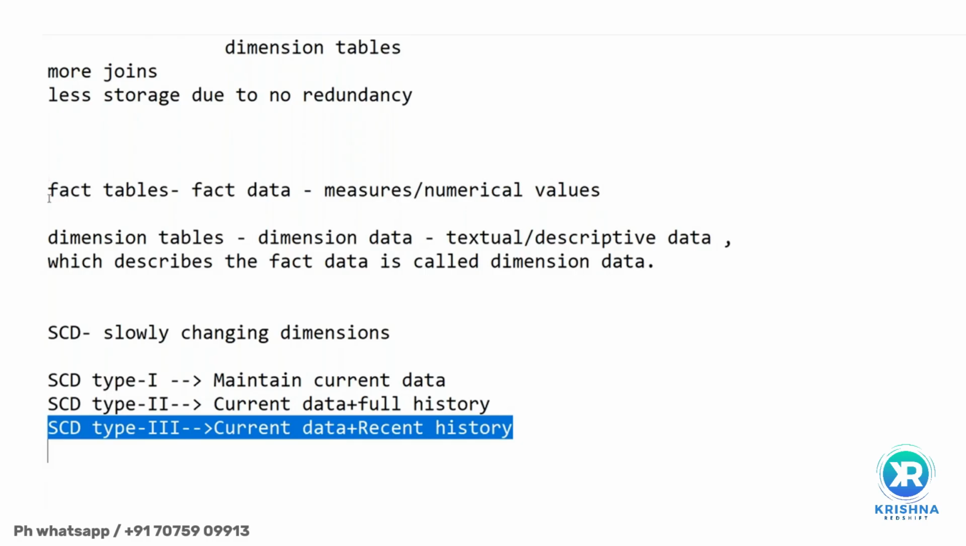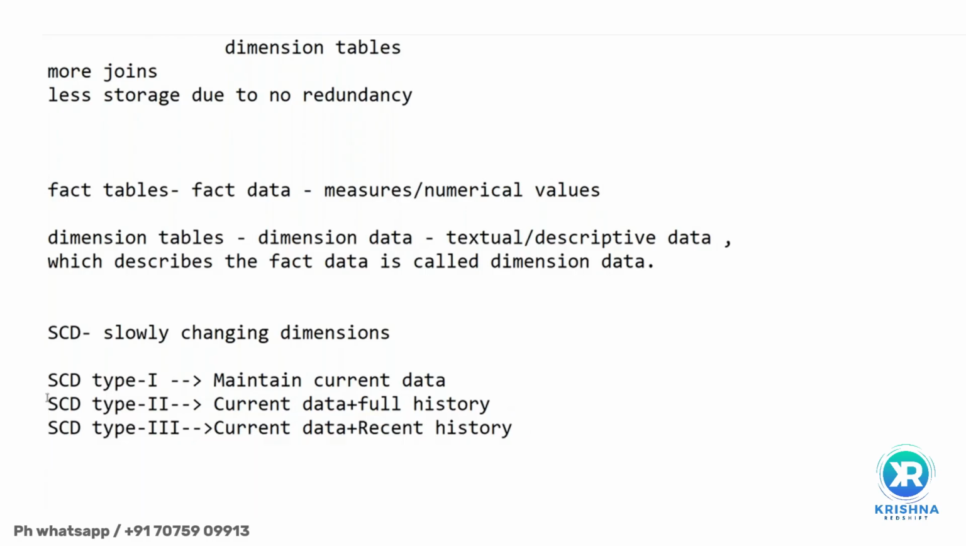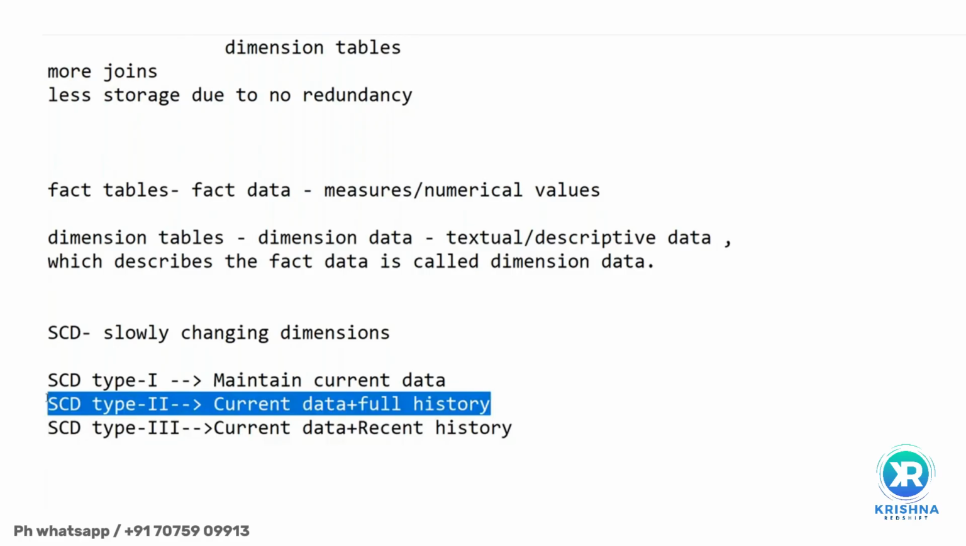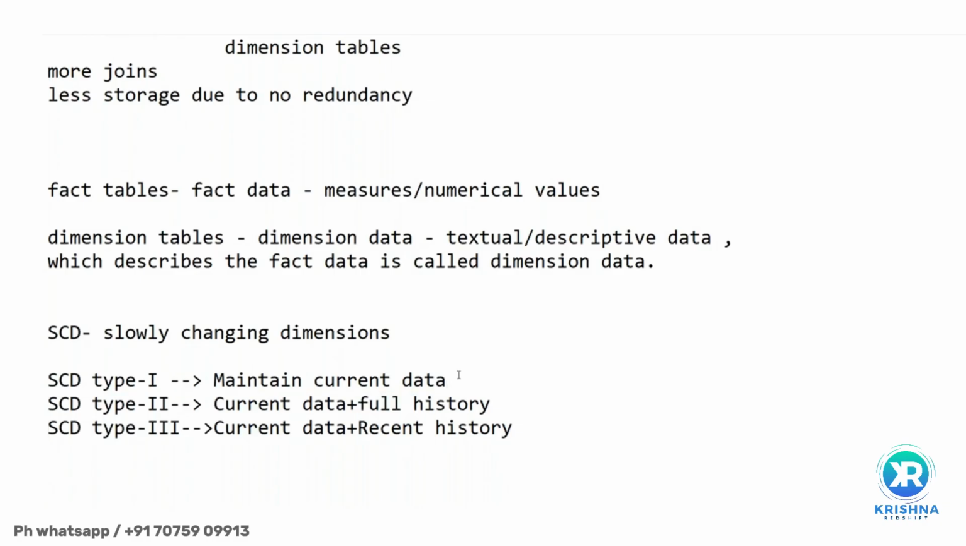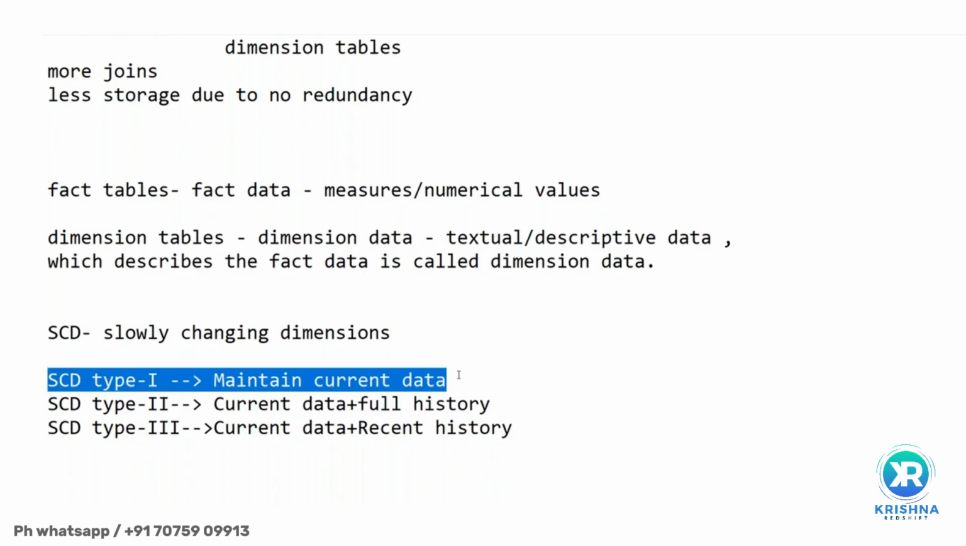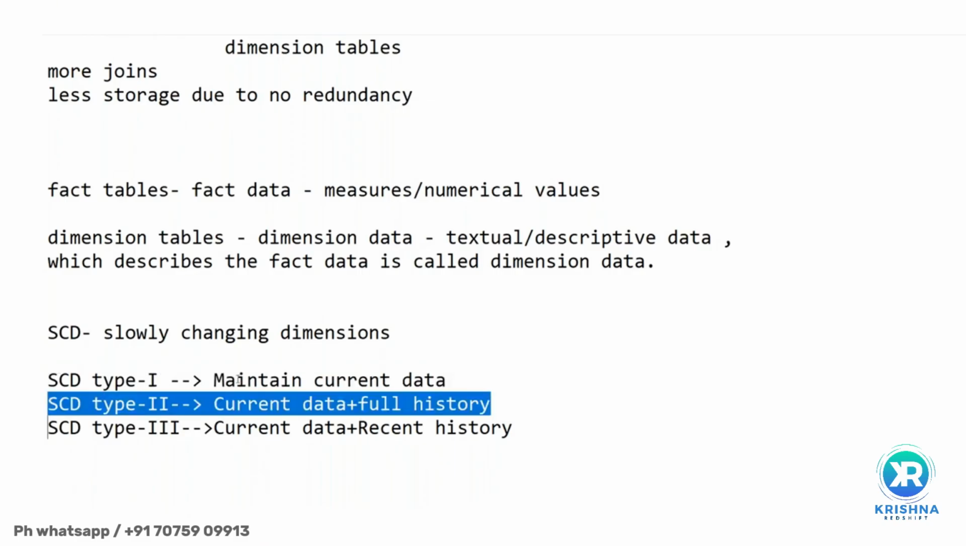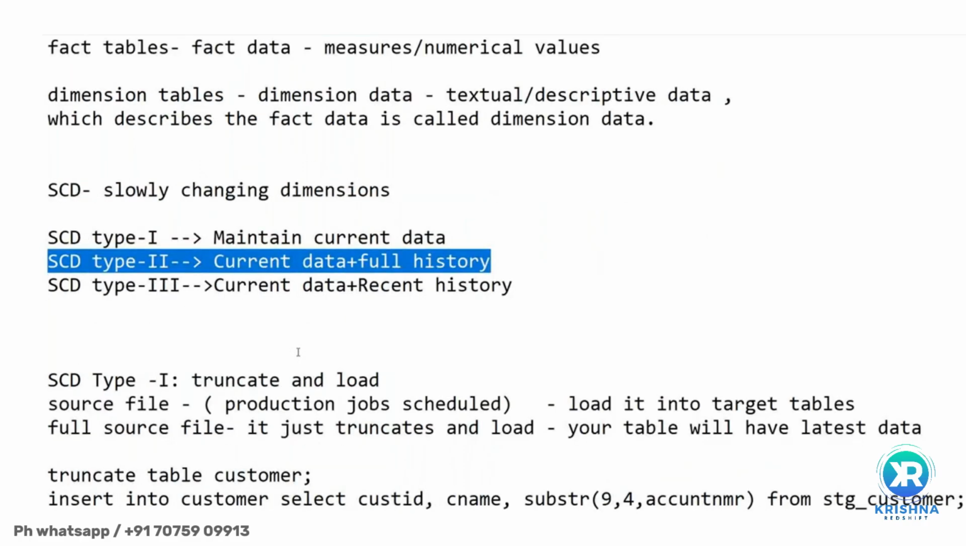SCD type 2 is actually a big thing. The whole business is running on SCD type 2, because SCD type 2 will have current data plus complete, or full, history. And what we do in real time is mostly implement this SCD type 2. It requires some logic, but I will tell you how we do coding. I will tell you what you are doing in your office: SCD type 1, how you are writing; SCD type 3, how you are writing; SCD type 2, how to implement. So in the next class.